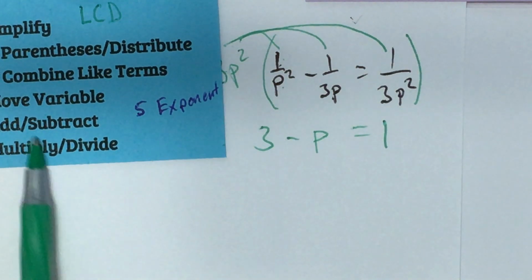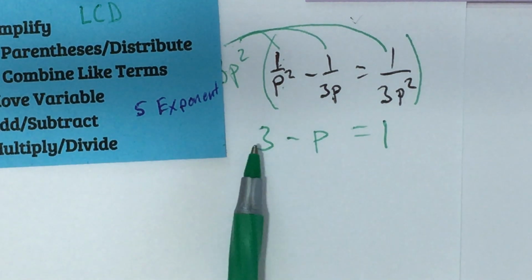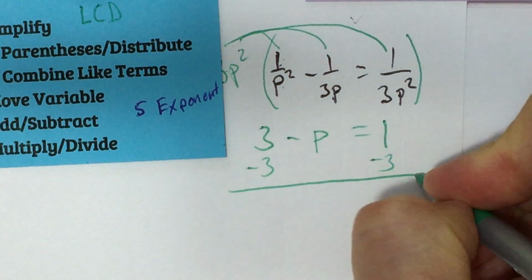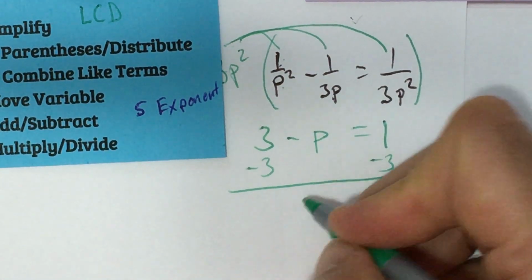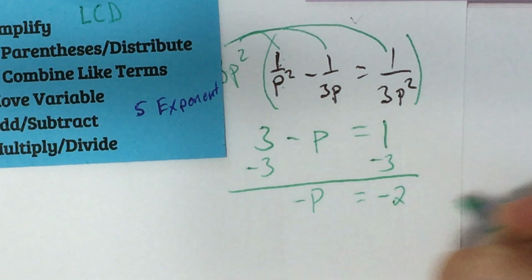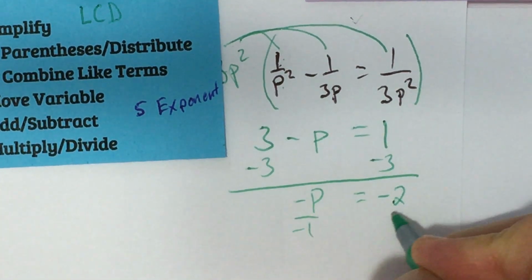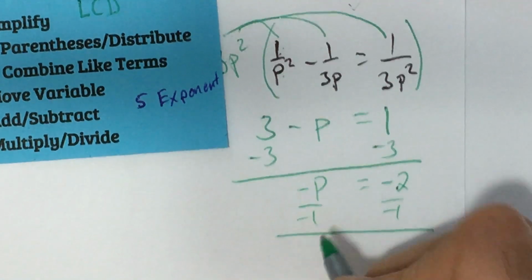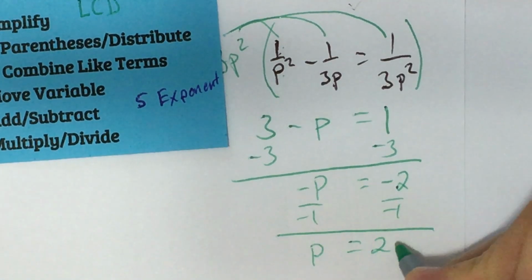Now I can go down to here, skip, and subtract. I have a negative p with a positive 3. Take away 3. Negative p equals negative 2. Divide by negative 1, because the p is being multiplied by an invisible negative 1. P equals 2.